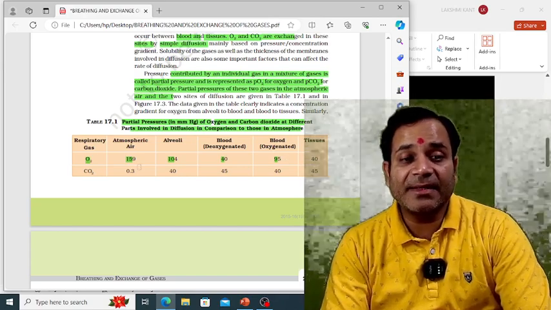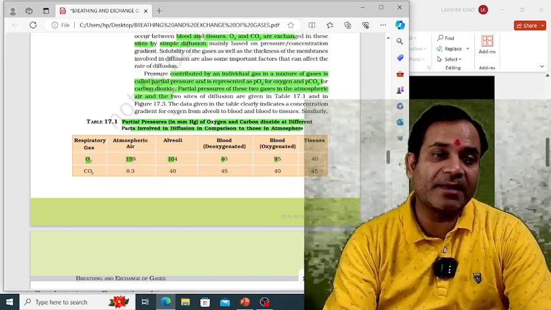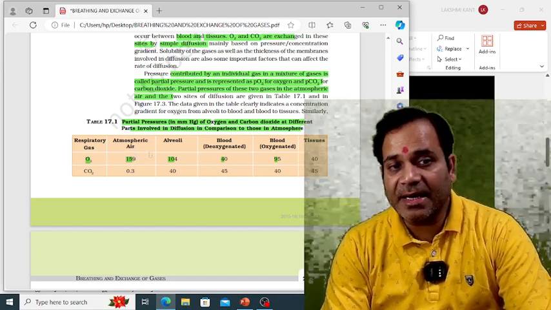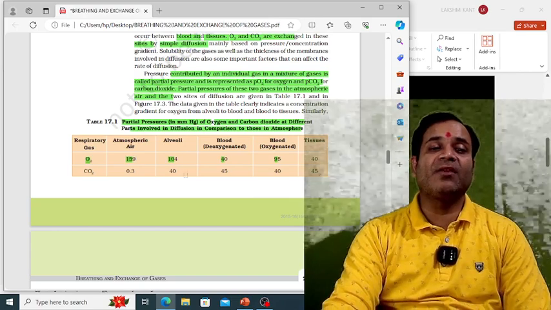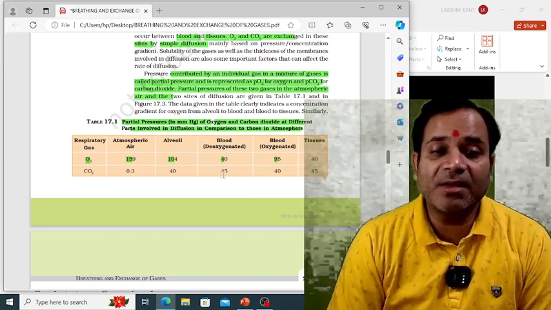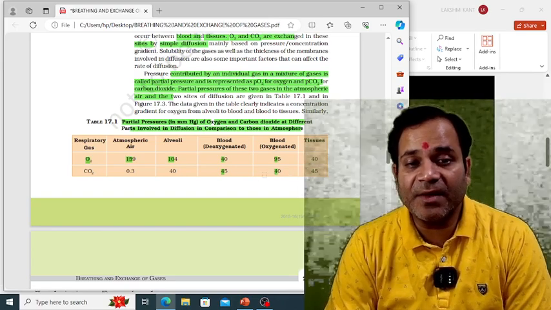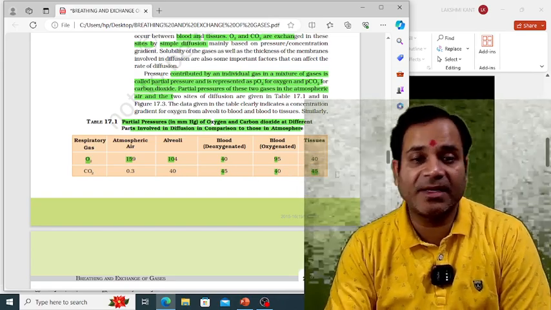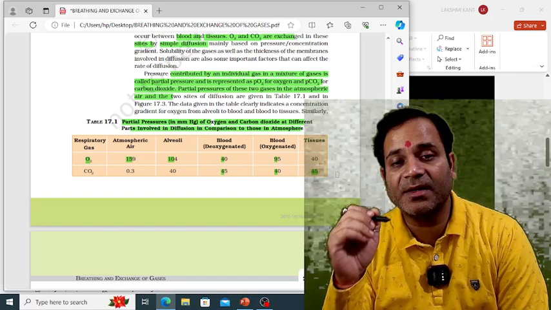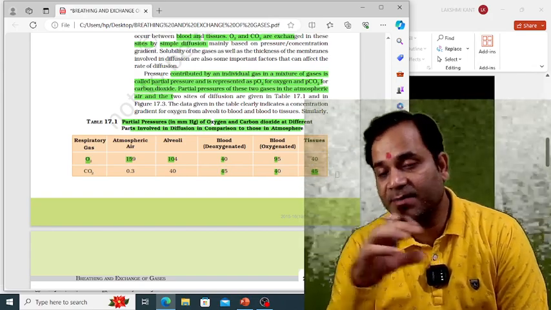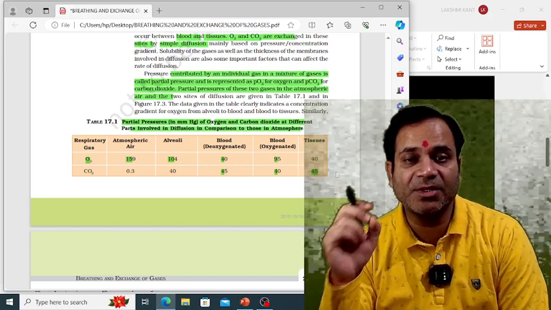Now the second thing that is important to understand here is carbon dioxide, CO2, a respiratory gas. Atmospheric air 0.3, alveoli 40, deoxygenated blood 45, and oxygenated blood 40. So if we put it together, what does it form? 45, and this very 45 is the air that is passed to the different types of tissues, my dear.